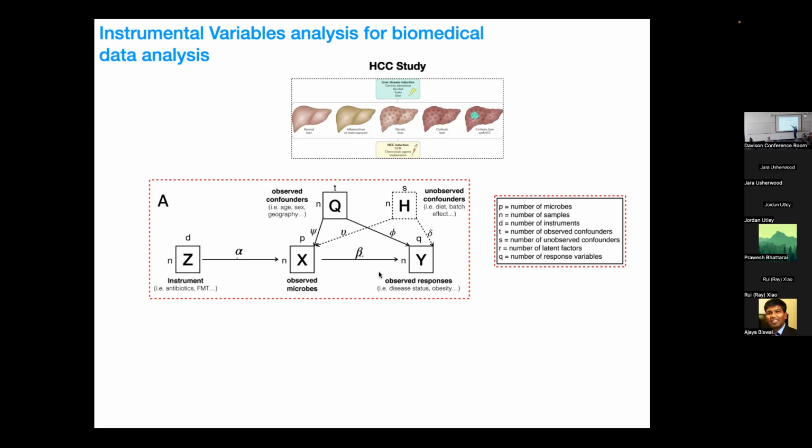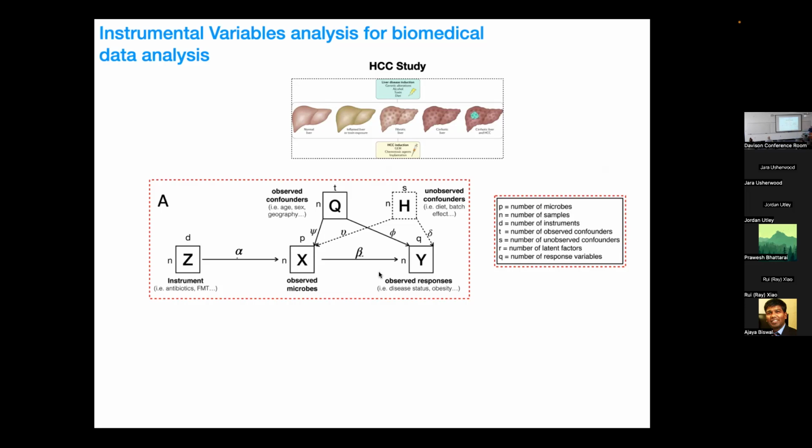It can be the phenotypes of interest that we are considering. But one thing about the phenotypes of interest is that they can be affected by some observed confounders like age, gender, and geography, because these can affect both the microbiome and metabolites as well as the outcome of interest. But at the same time, this giant H is something that is unobserved. So the framework is well equipped to handle these kinds of things.